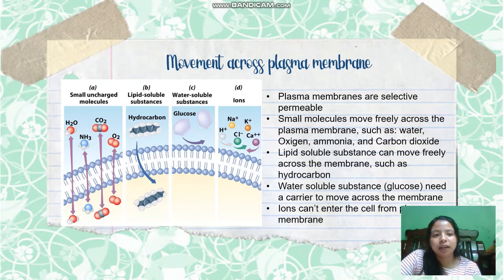Small molecules move freely across the plasma membrane, such as water, oxygen, ammonia, and carbon dioxide. Lipid-soluble substances can move freely across the membrane, such as hydrocarbons, and a water-soluble substance such as glucose needs a carrier to move across the membrane. Ions cannot enter the cell through the plasma membrane.